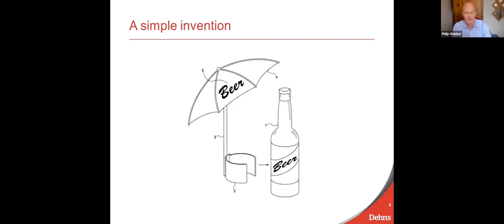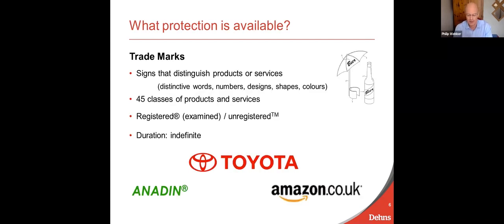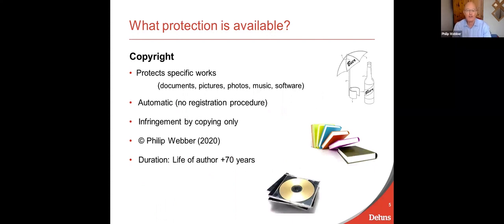It could be just the same with a bottle of wine as well. Alternatively, if it was last week, we'd be sitting outside in the rain and our beer starts getting diluted, which is just as bad as a warm beer. So we came up with this simple invention, an umbrella which can attach to a beer bottle, or it could be a wine bottle. So what sort of protection can we get for this? First of all, you'll have heard of copyright. What does copyright cover?